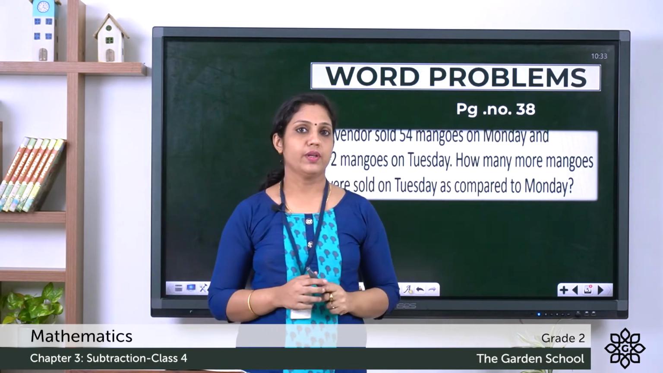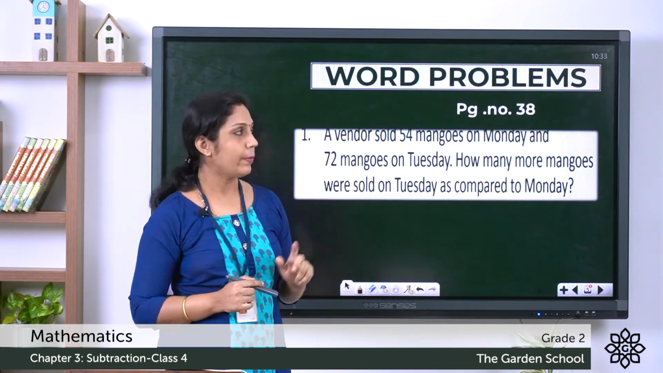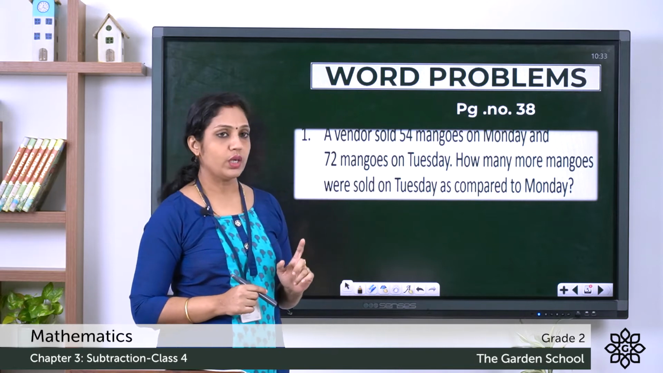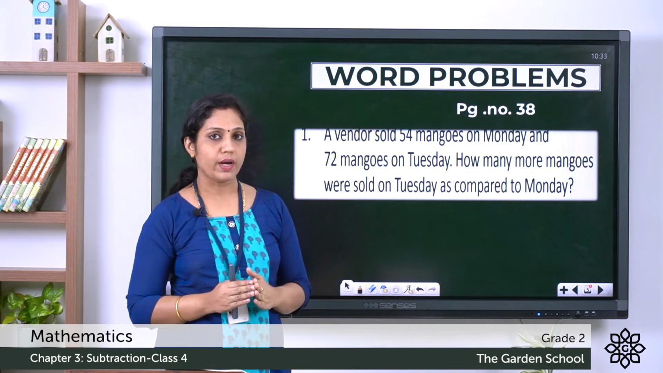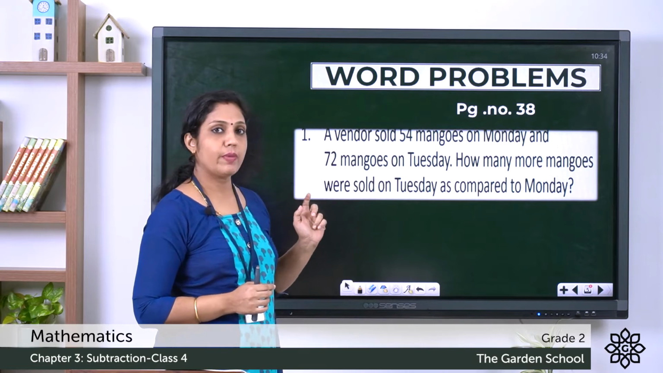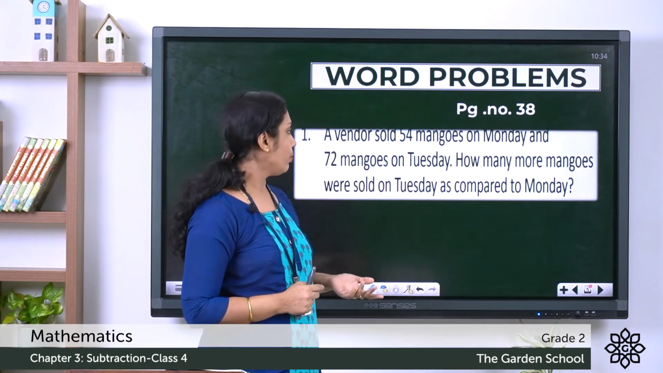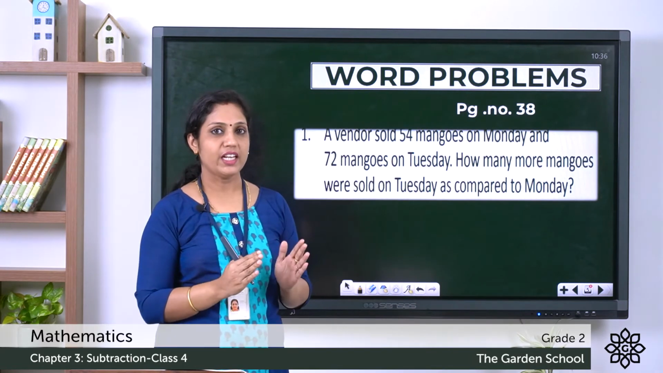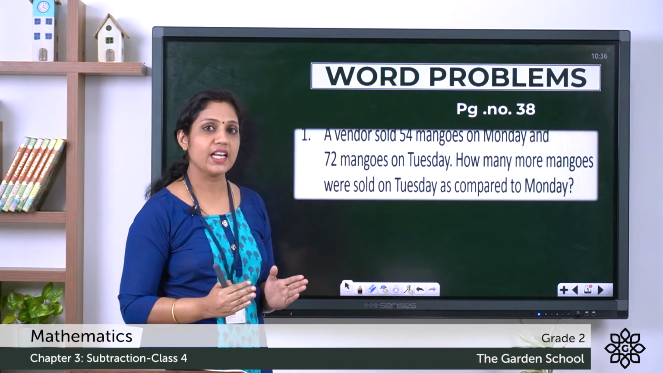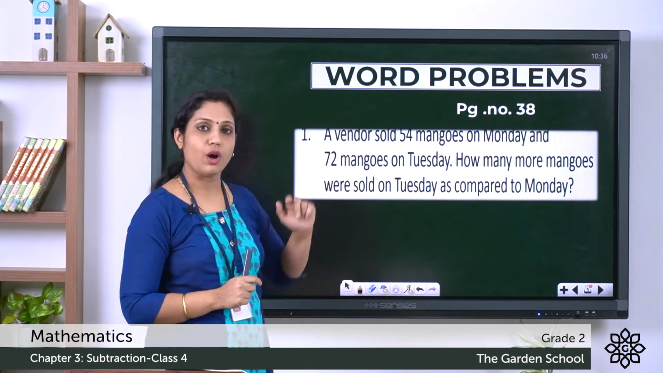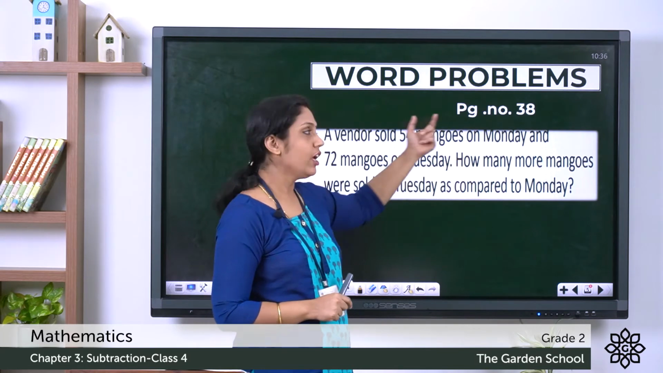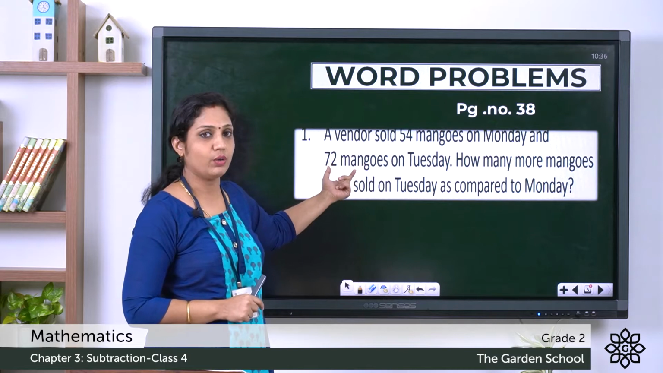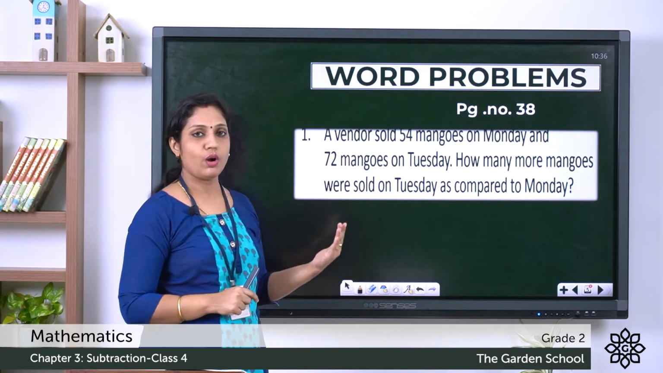Let's check another example. Here this is a question in your text, page number 38, question number 1. A vendor sold 54 mangoes on Monday and 72 mangoes on Tuesday. How many more mangoes were sold on Tuesday as compared to Monday? A vendor means a shopkeeper. And what did he sell? He sold 54 mangoes. On which day? He sold on Monday 54 mangoes. And on Tuesday, he sold 72 mangoes. How many more mangoes were sold on Tuesday?